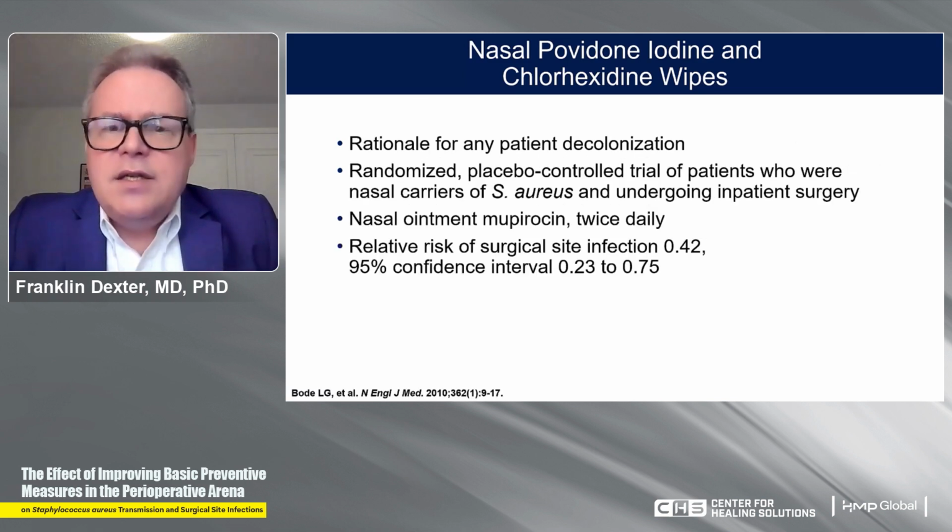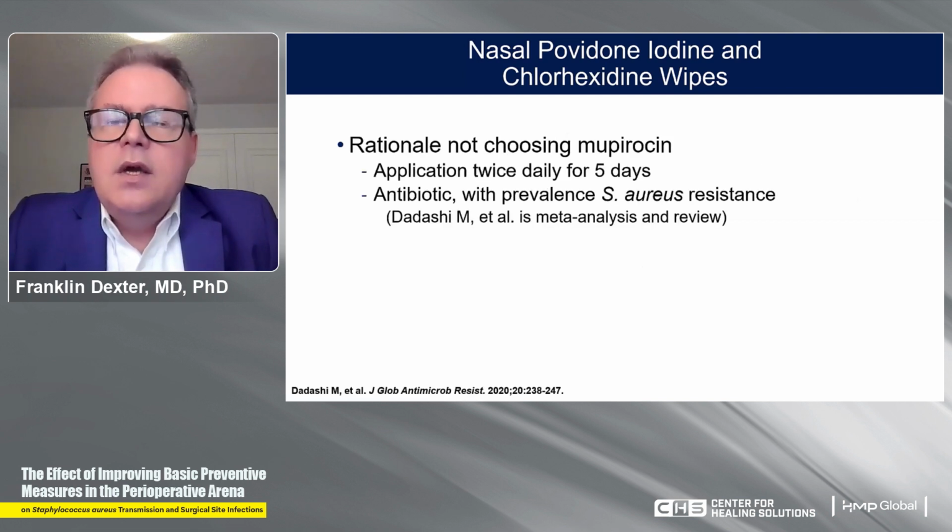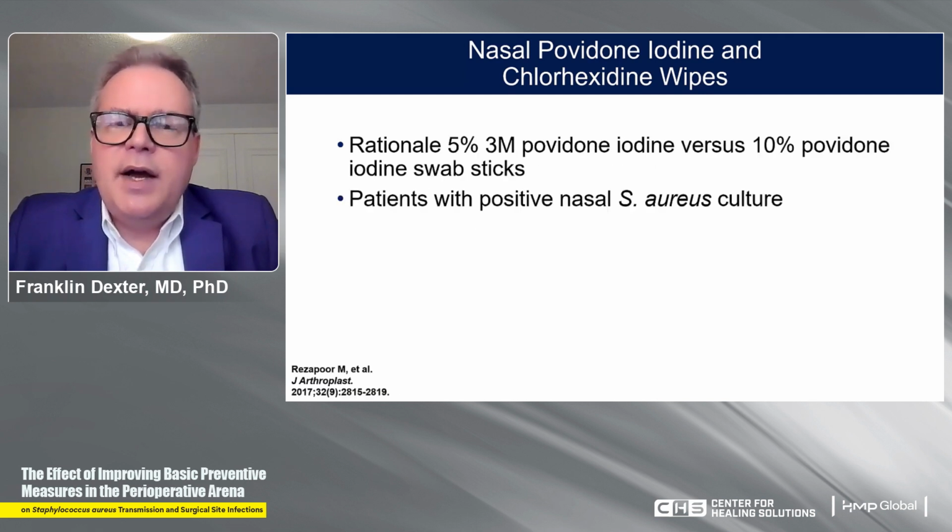So why any decolonization? The earlier placebo-controlled trial evaluated mupirocin, and there was substantial reduction in the risk of surgical site infection. So if the 3M povidone iodine seems equivalent to mupirocin, why not use the mupirocin? Because we don't want to rely on the patients following instructions for 5 days preoperatively. The other reason is to have good antibiotic stewardship by not using an antibiotic.